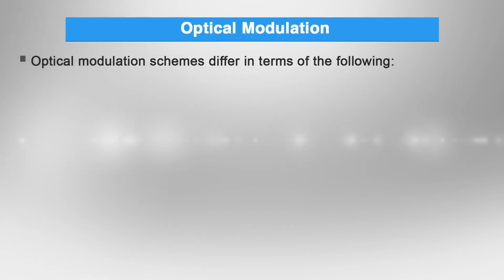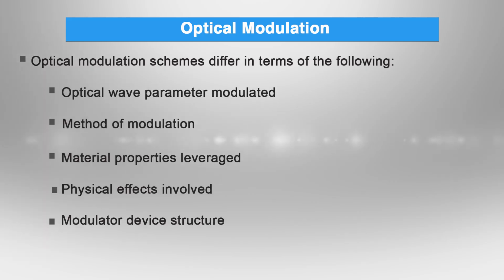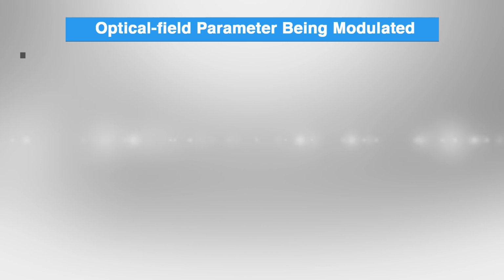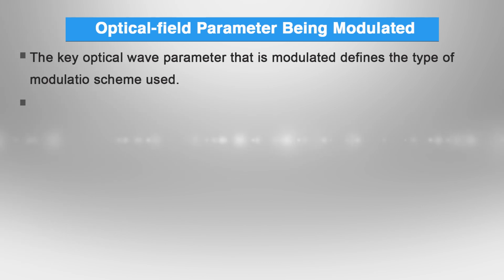Optical modulation schemes differ in terms of the following aspects: first is the optical wave parameter modulated, then the method of modulation used, the material property leveraged, the physical effect involved, and the modulator device structure. Now let us discuss the optical field parameter which is being modulated. The key optical wave parameter that is modulated defines the type of modulation scheme used.